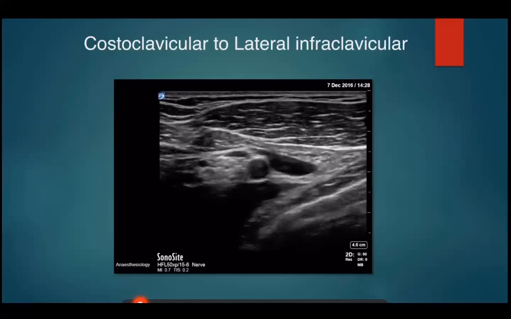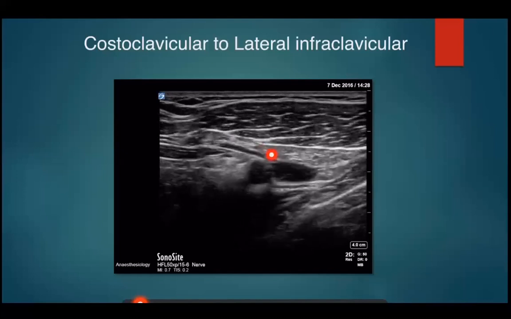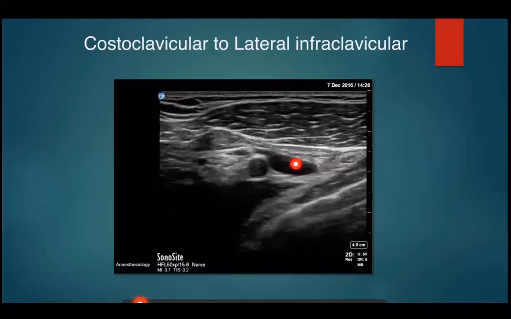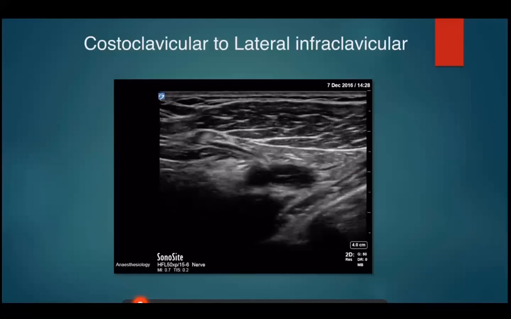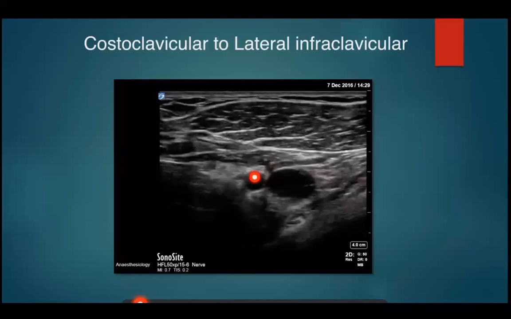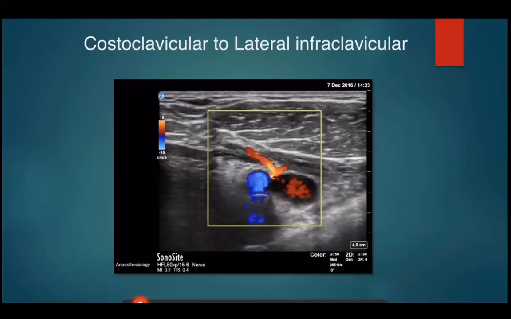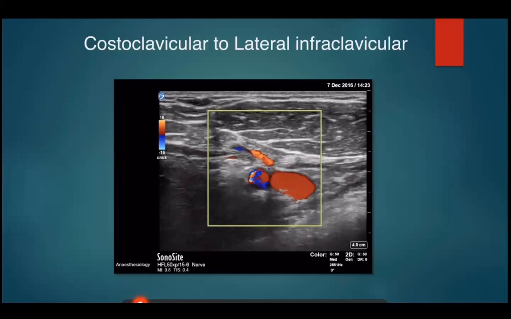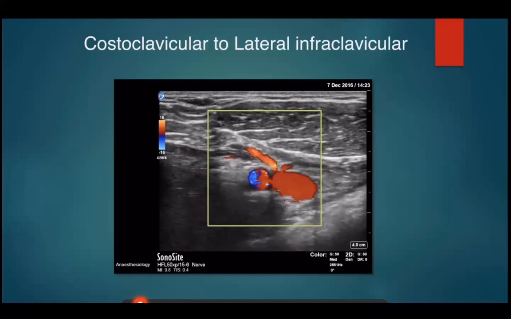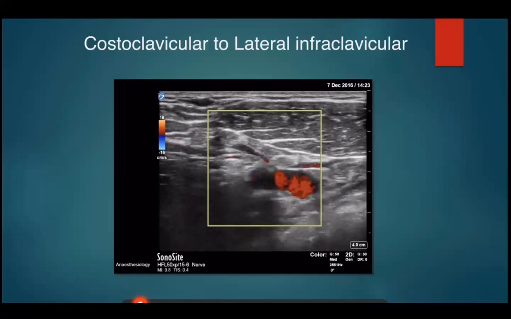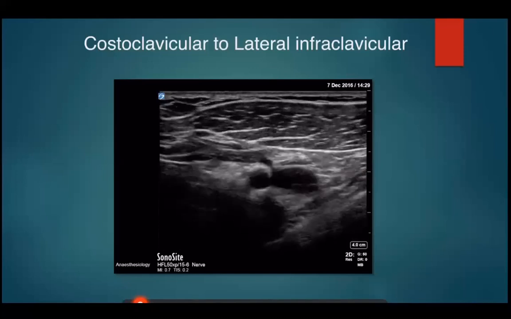On further scanning laterally, you can see the cephalic vein draining into the axillary vein, and now the thoracoacromial artery can be seen coming out from the axillary artery. So that is the medial infraclavicular fossa. On further scanning again laterally, it goes into the lateral infraclavicular fossa.